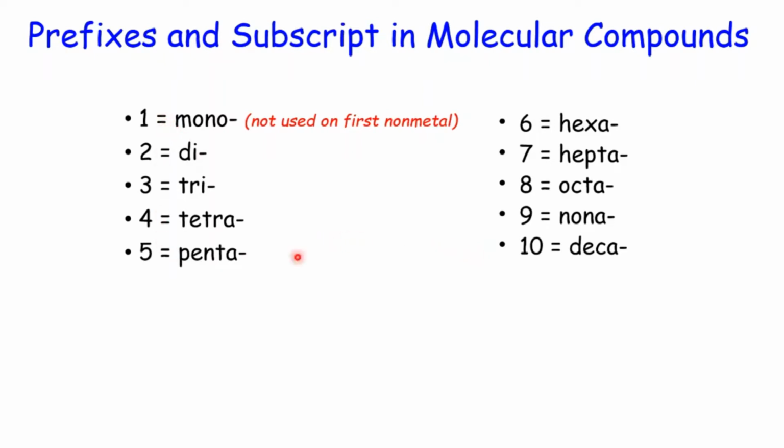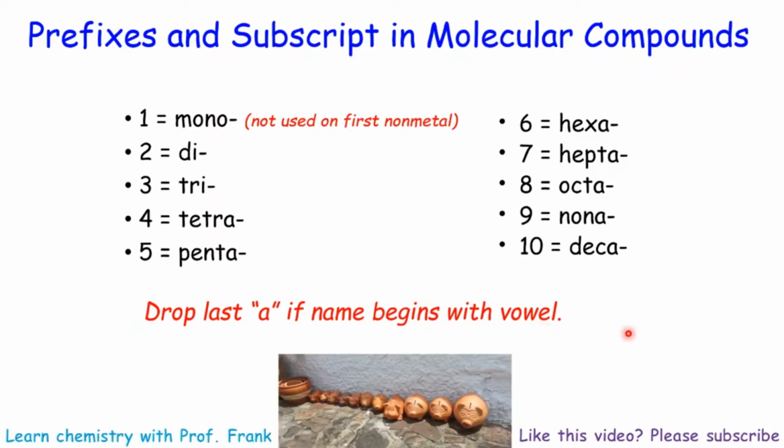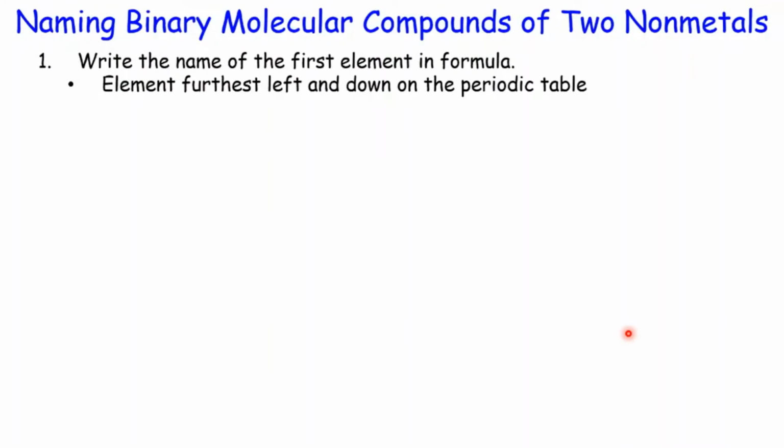We have 1 through 10 indicate the number of items in a formula or in a molecular compound. So with 1 we say mono, 2 we say di, 3 tri, and so on and so forth. We'll drop the last A, let's say in tetra, this A, and penta, this A here. So we'll drop that if the name of the second element or nonmetal begins with vowels. Okay, so those are the rules for prefixes.